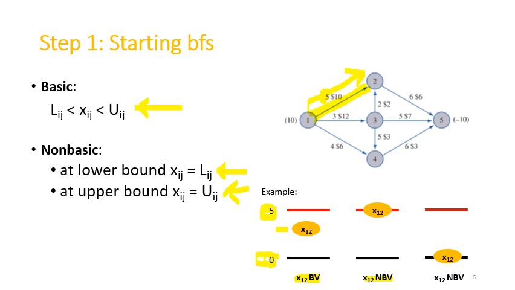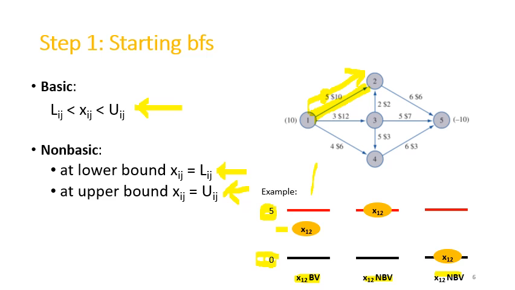Now, look at the third possibility. Suppose we are sending nothing from 1 to 2. So there's nothing that is flowing from node 1 to node 2. It means that x12 equals exactly 0. In this case, again, x12 is a non-basic variable.